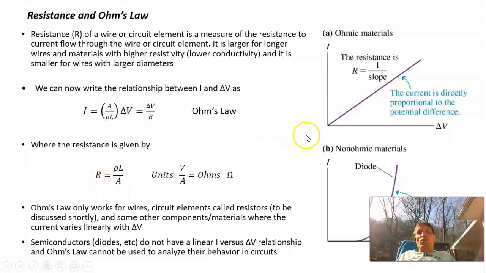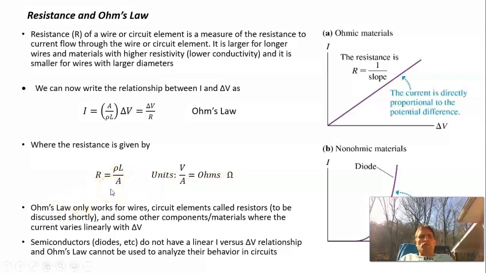If you make the wire longer, the resistance goes up because it takes more potential difference to push the same current through a longer wire. So longer wires have more resistance, and if the diameter of your wire is larger, you have less resistance. It's easier to push current through a larger diameter short wire than through a long thin wire. So this resistance depends on the wire material, and it depends on the geometry.